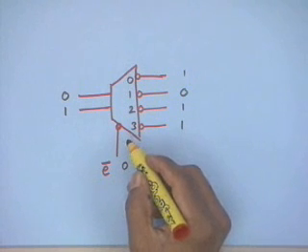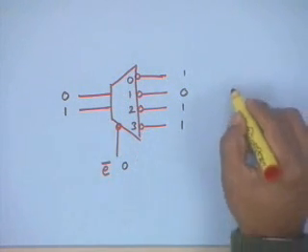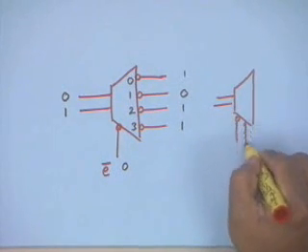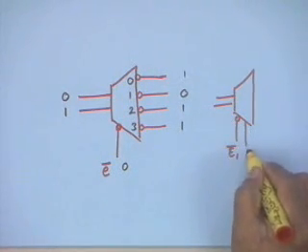You also get decoders which have multiple enables. You can have this type of a decoder where we have 2 enable inputs. So this is E1 bar and this is E2.